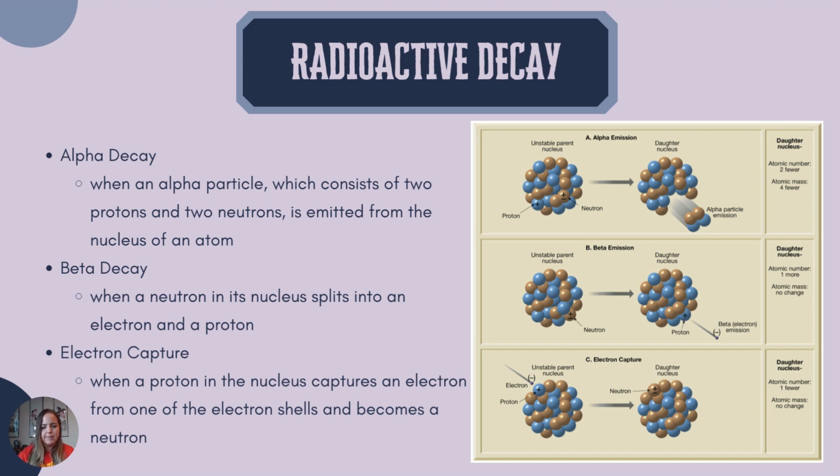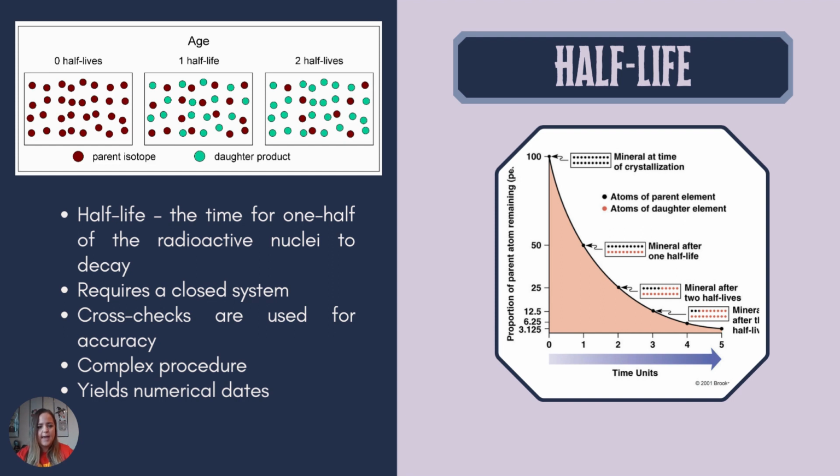As this happens, there are certain isotopes that will decay faster than other isotopes, and the way that we measure that decay is by half-lives. A half-life is the amount of time it takes for a radioactive isotope to lose half of its atoms. So we are losing half of the atoms to daughter product every half-life. For example, at 0 half-lives, we have 100% parent atoms, or 100% of it is the parent isotope.